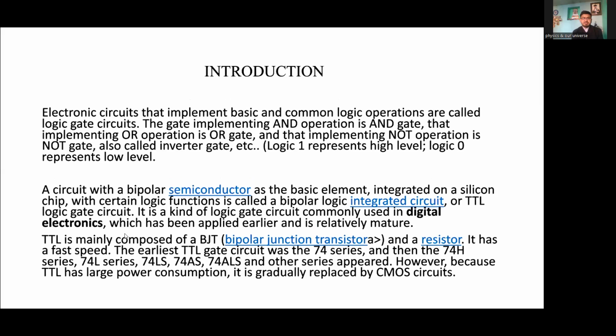A TTL is mainly composed of BJTs, bipolar junction transistors, and resistors. It has a fast speed. The earliest TTL gate was the 74 series, and then the 74L series and other series appeared. However, because TTL has a larger power consumption, it is gradually being replaced by CMOS circuits, okay. And this was just a simple introduction of the logic gate experiment. Okay, now to go to another slide.